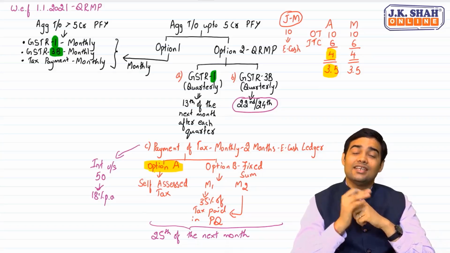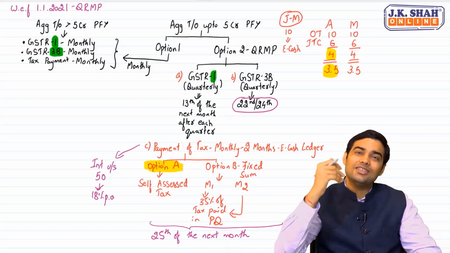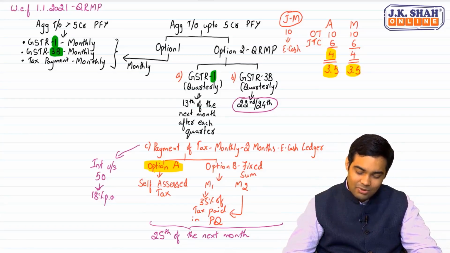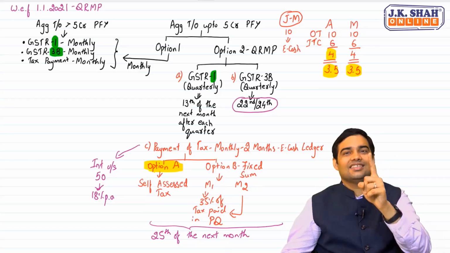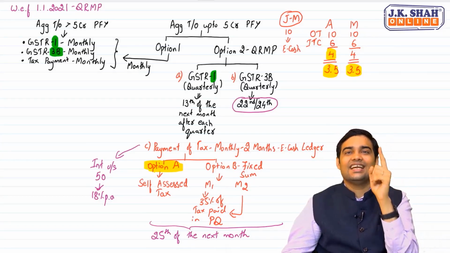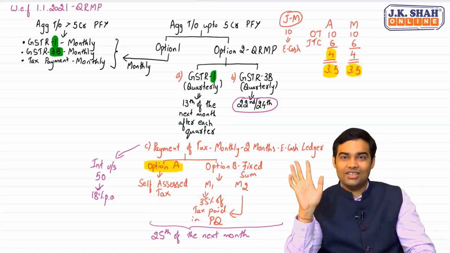But suppose in the first month you pay 35%, and in the second month you don't pay anything, though you are required to pay this 3.5. In such cases, will interest be applicable? The answer is yes, interest will be applicable. So remember one thing, interest is for both the cases.